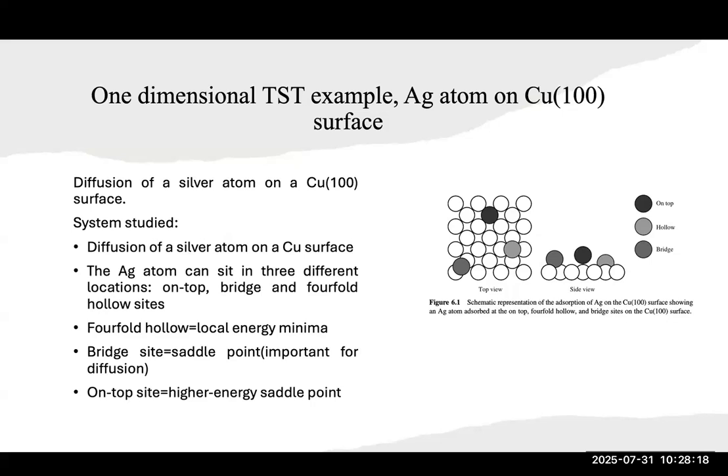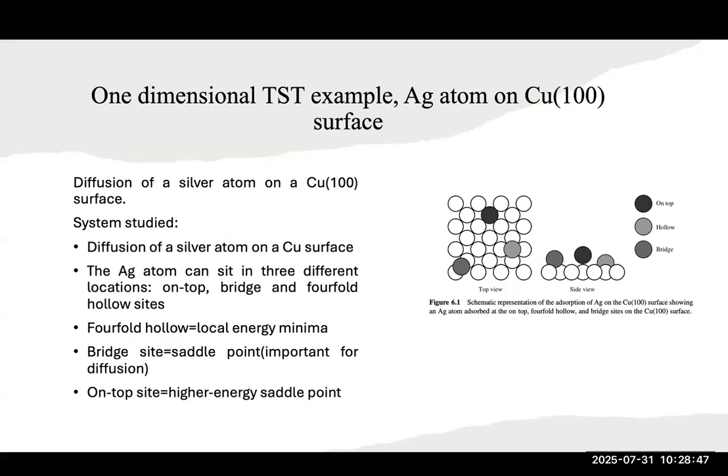So I'm going to start from the one-dimensional transition state theory, where one example is provided in the book, like a silver atom which is diffused on the surface of copper. So when we diffuse the silver atom over the copper surface, we can see the different locations where the silver can be placed.